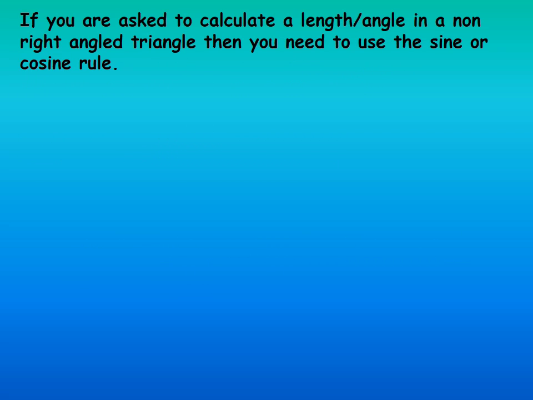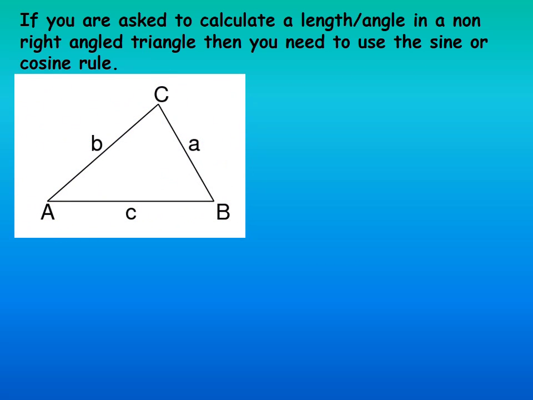So non-right angled triangles, we need to label them still, but slightly different. This is how we label our non-right angled triangles. We have capital letters as the angles, and then the sides that are opposite those angles are the smaller letters.